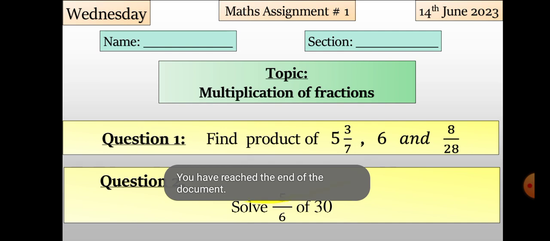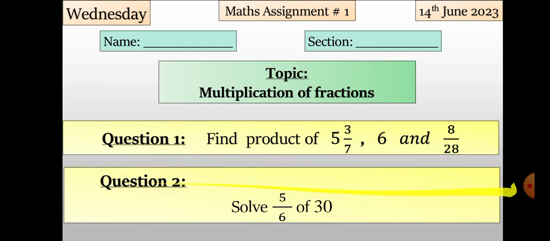So this is your homework. Just think that this is homework given to you by me: you have to find the product of 5 over 3, 7 over 6, and 8 over 28, and you have to solve 5 over 6 of 30.